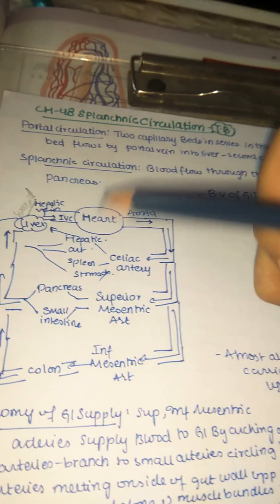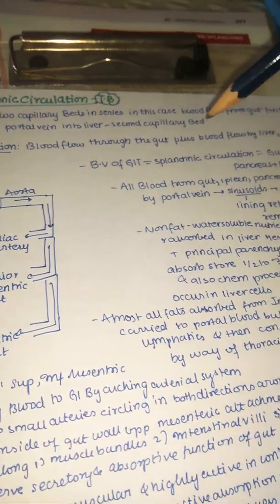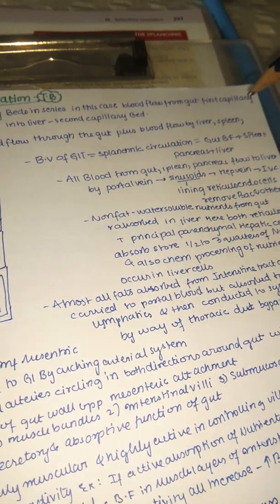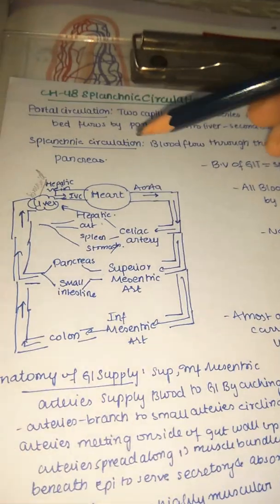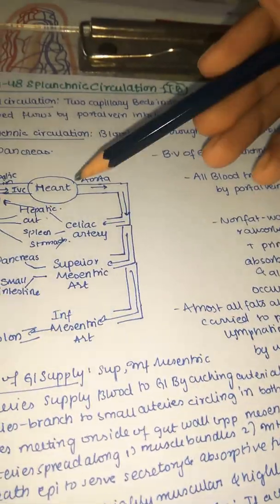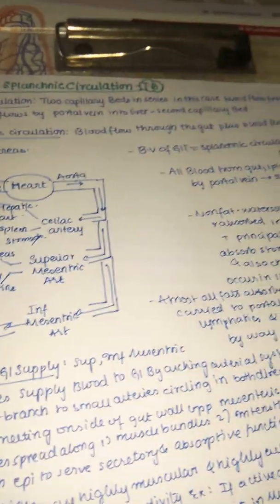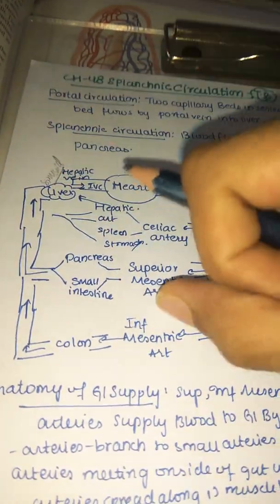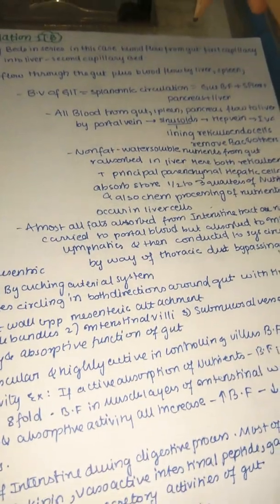And next comes the splanchnic circulation, the main topic we are discussing today. So the blood flow through the gut plus the blood flow by the liver plus the blood flow from the spleen plus the blood flow from the pancreas. So the blood flow from the gut, that is from our GI, from the liver, and also from the spleen, and also from the pancreas. You can see the pancreas here. All this blood flow together is nothing but the splanchnic circulation that we are discussing now. So let's go deep into this topic.